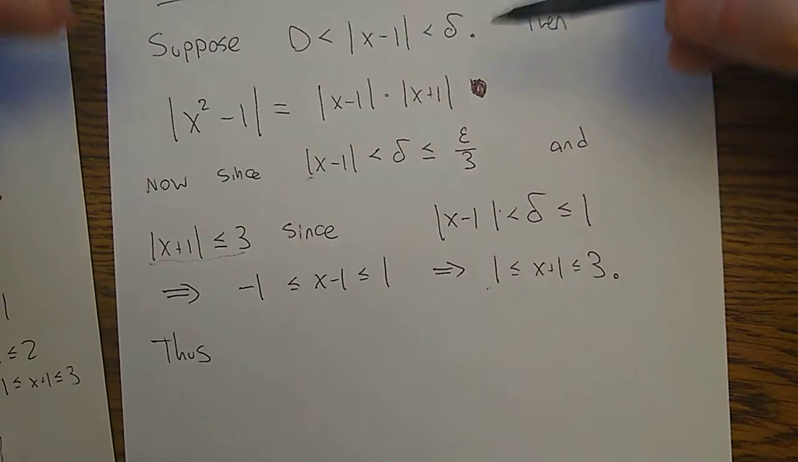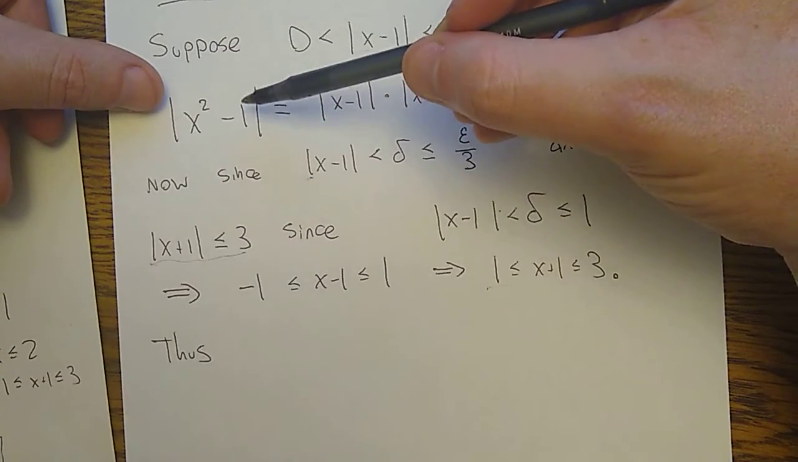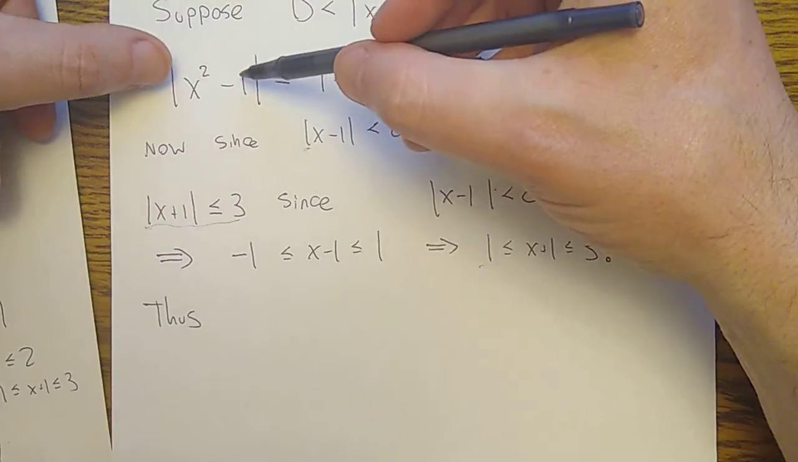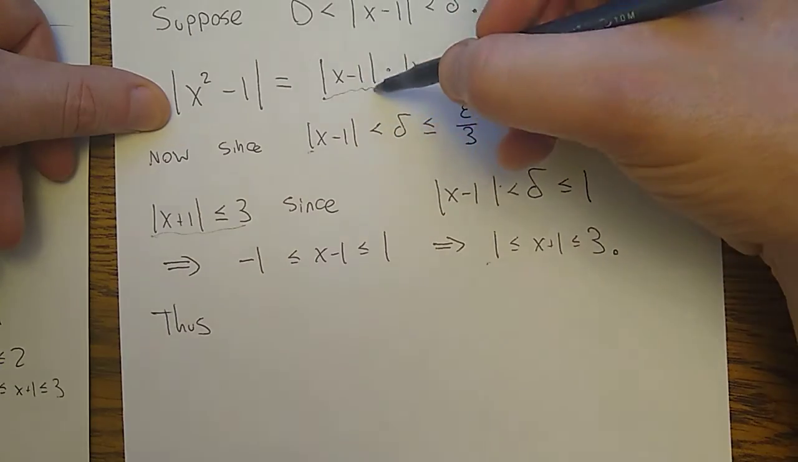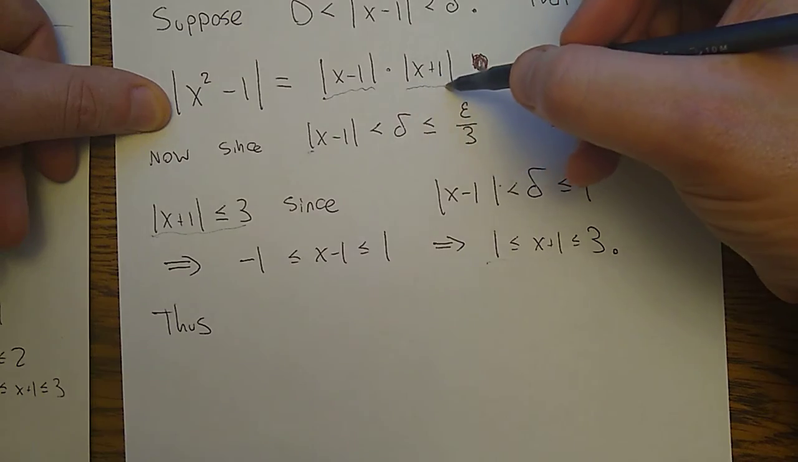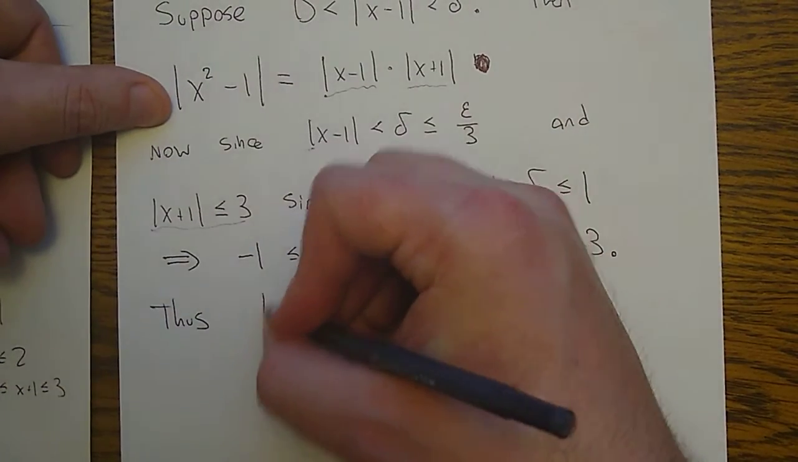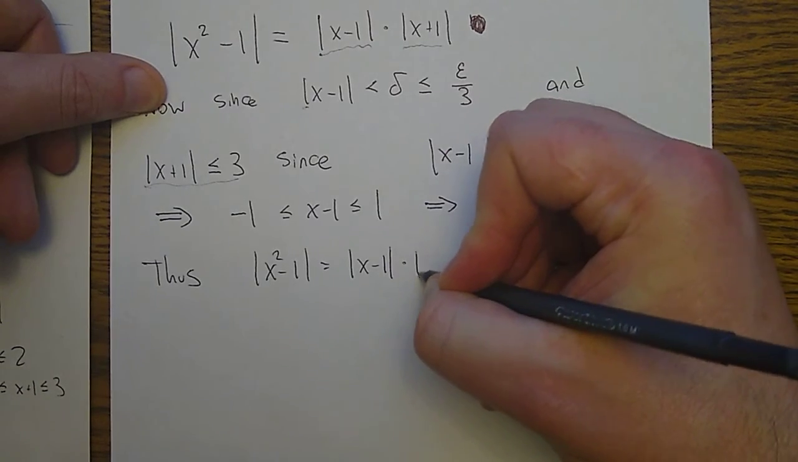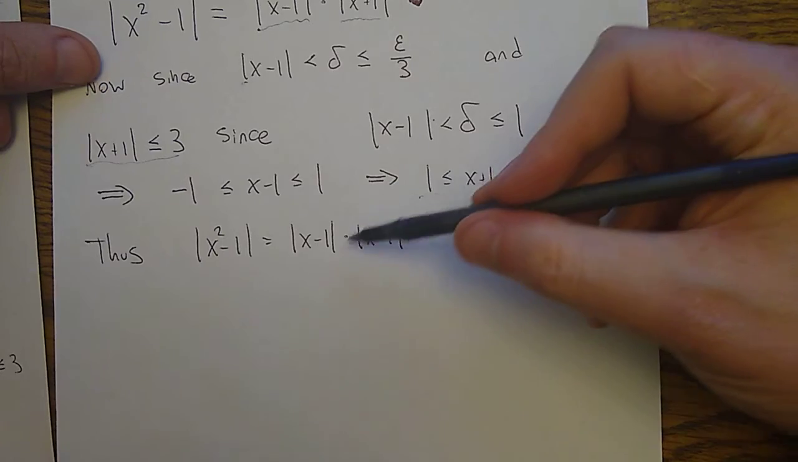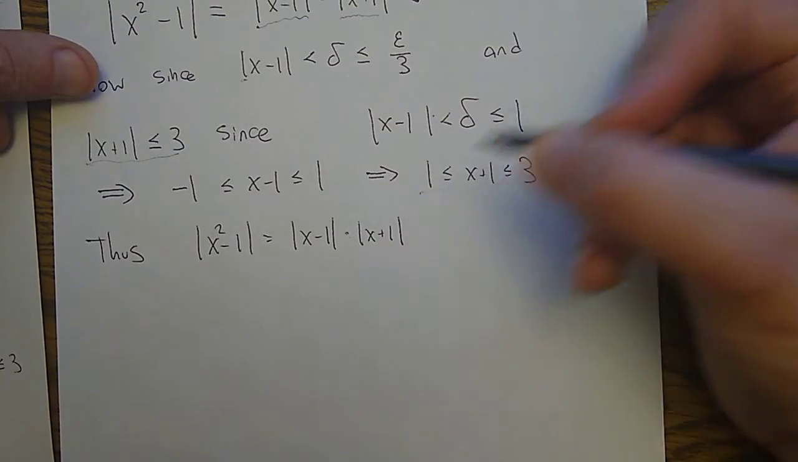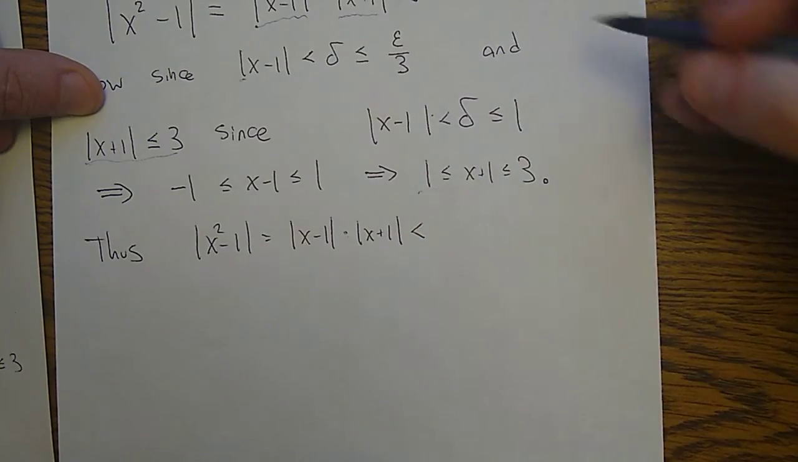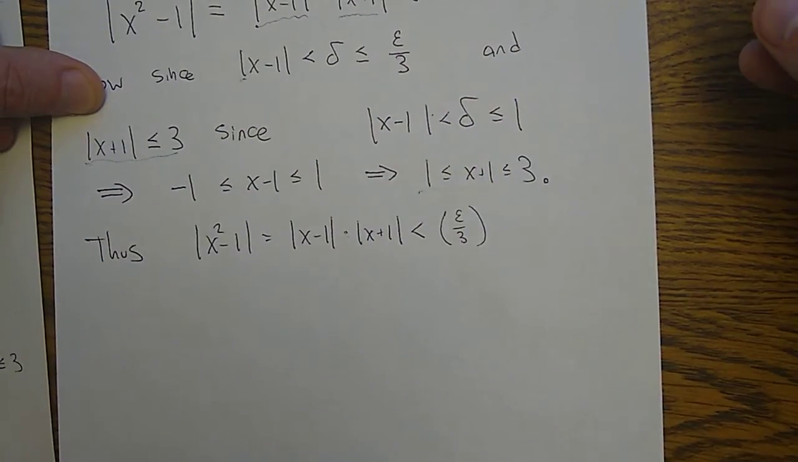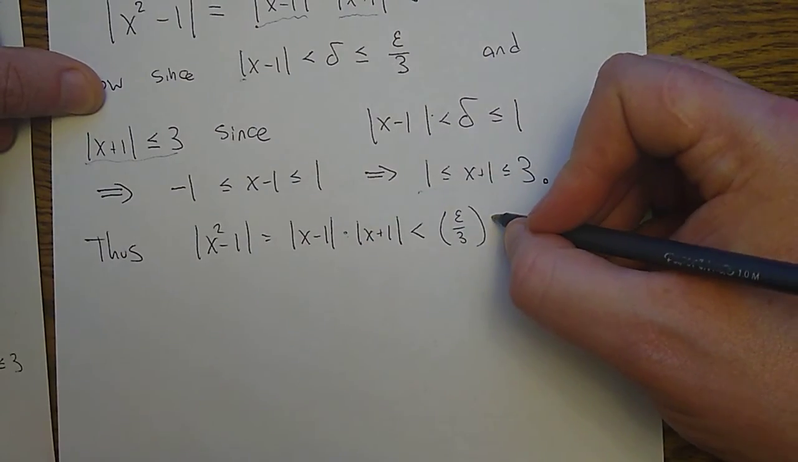So where are we? I was here. I took this absolute value. If you recall, this is the one that I want to ultimately be smaller than epsilon. I took it, I factored it, I said that this one is at most epsilon over 3, and I said this one is at most 3. Thus, maybe I'm writing too much here, but just to be clear, it's this factorization. This is less than, so this one was less than epsilon over 3. This one was less than or equal to 3.